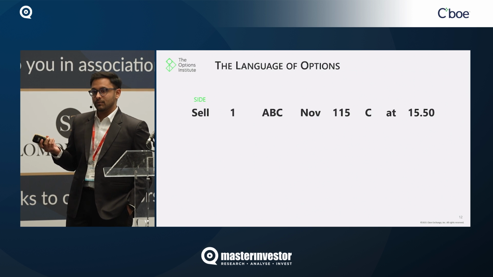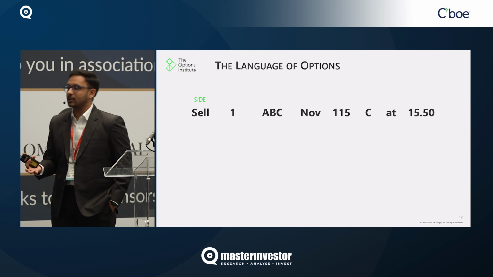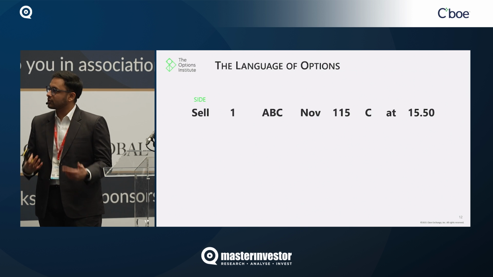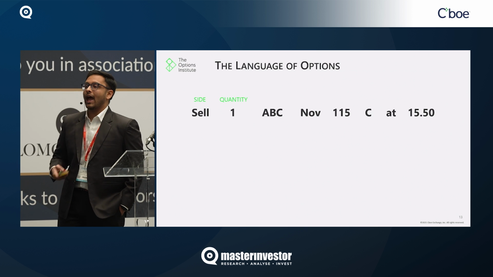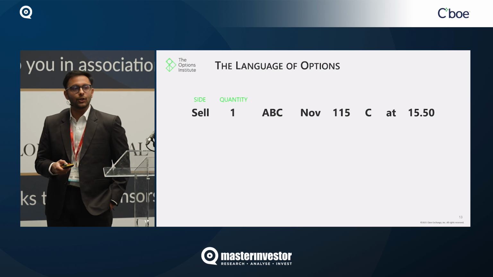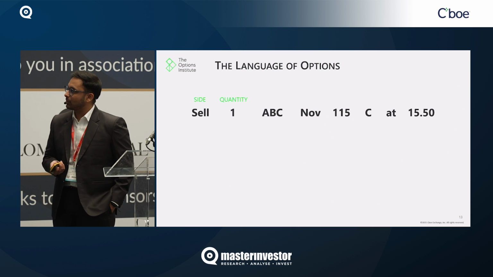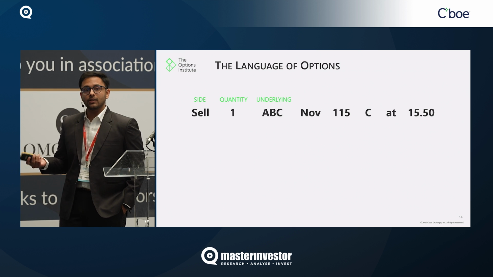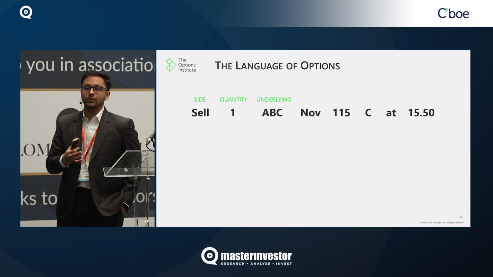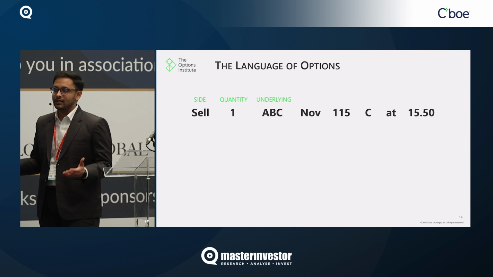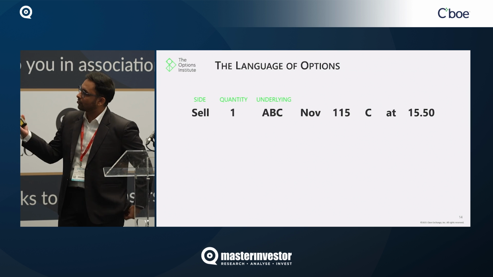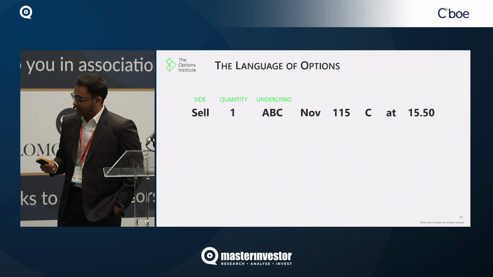First, we have side. So what is the side you're taking on this options order? Are you a buyer of options or seller? In this example, we're a seller. Quantity. So how many options contracts are you looking to trade? This case is going to be one. We've got the underlying. So what underlying is the options contract based on or derived from? In this case, we're going to say it is an equity option. So the underlying is stock ABC.